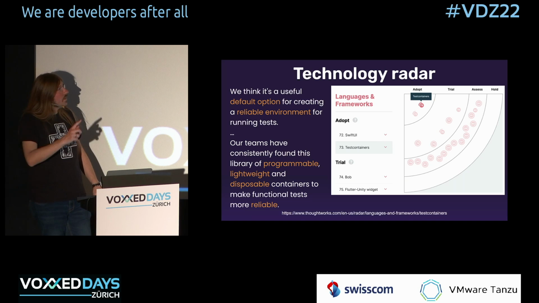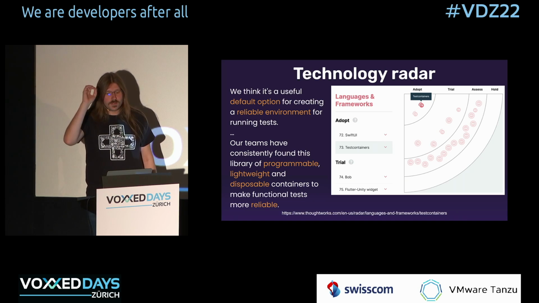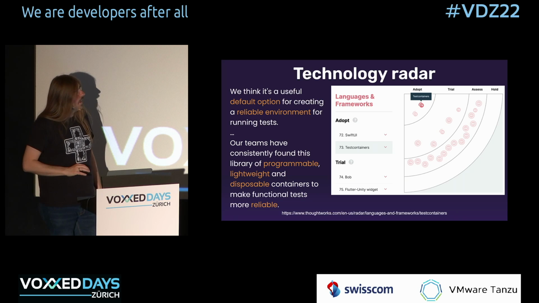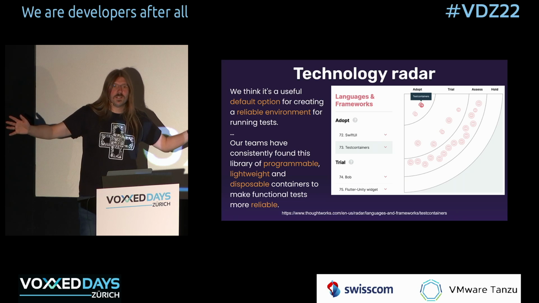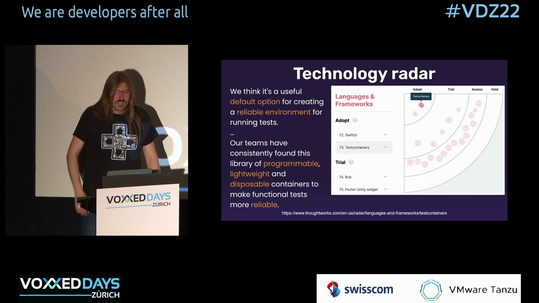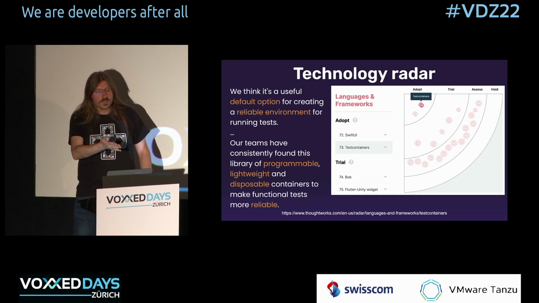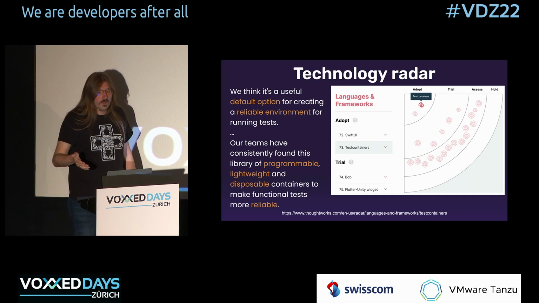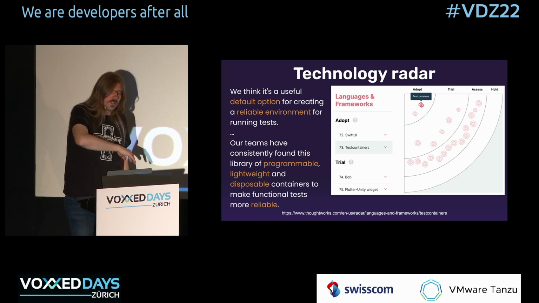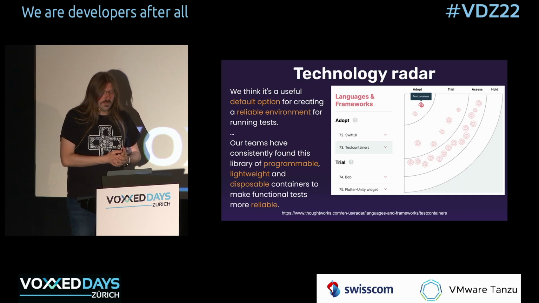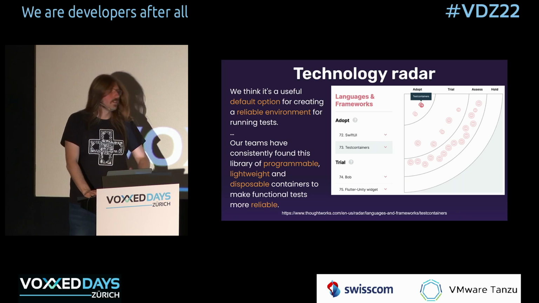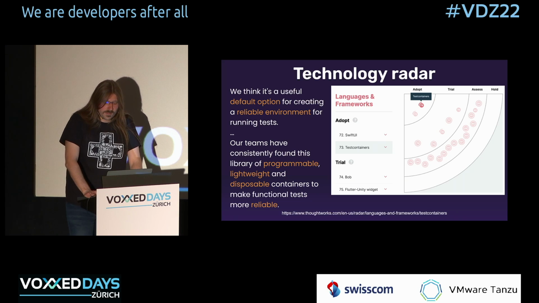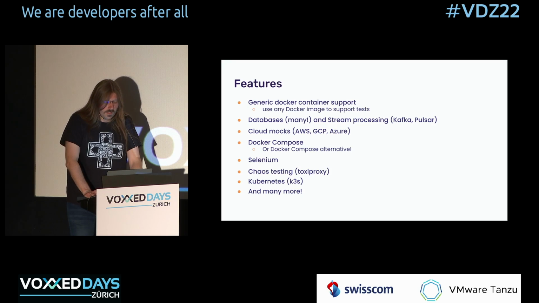This year, something nice happened to Testcontainers: we appeared on the ThoughtWorks Technology Radar, and not just anywhere, but in the Adopt section, which is basically the best place open source technology can be in. And that is what ThoughtWorks says about Testcontainers. We think it's a useful default option for creating a reliable environment for running tests. Our teams have consistently found this library of programmable, lightweight, and disposable containers to make functional tests more reliable. And yes, I'd like to agree with ThoughtWorks, and I'm very happy that we are there now.